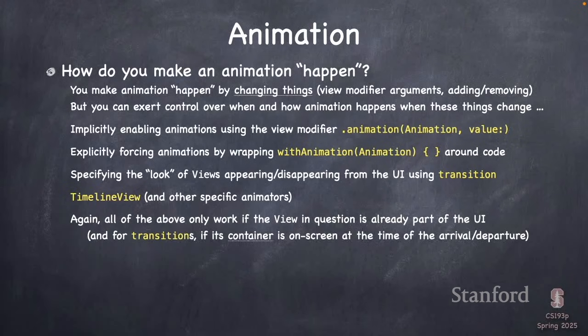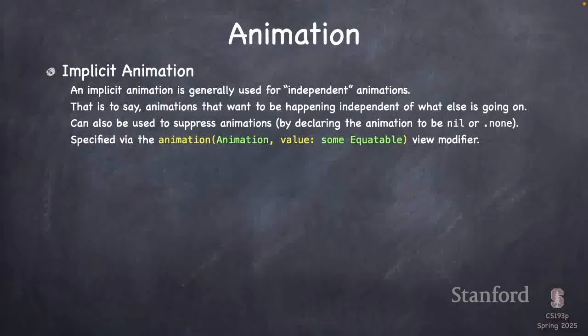And I'm going to say it again, that all of these things that we're going to do, these view modifiers and withAnimation, have no effect unless this view is already on screen at the time the animation change happens, the change that causes the animation happens. All right, so let's talk about implicit animation first.